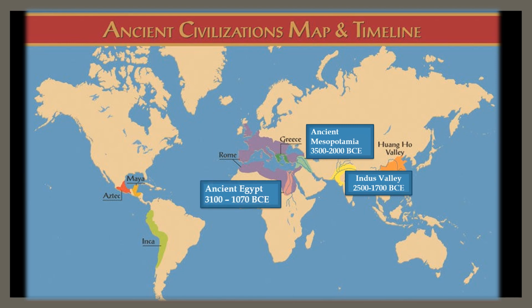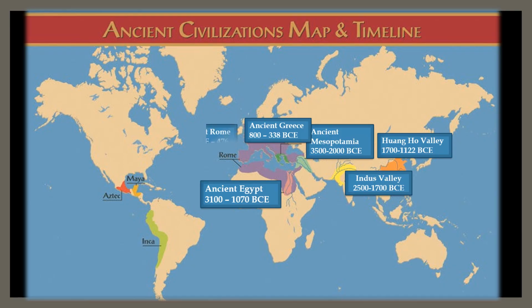Ancient Egypt, which existed from 3100 to 1070 BCE, and the Huanghe Valley, which existed from 1700 to 1122 BCE. So these are the four primary civilizations that started first. Next, we move into ancient Greece, which existed from 800 to 338 BCE. And we can see ancient Rome from 509 BCE to 476 CE, or Common Era. They are roughly 2,000 years off from the older civilizations.